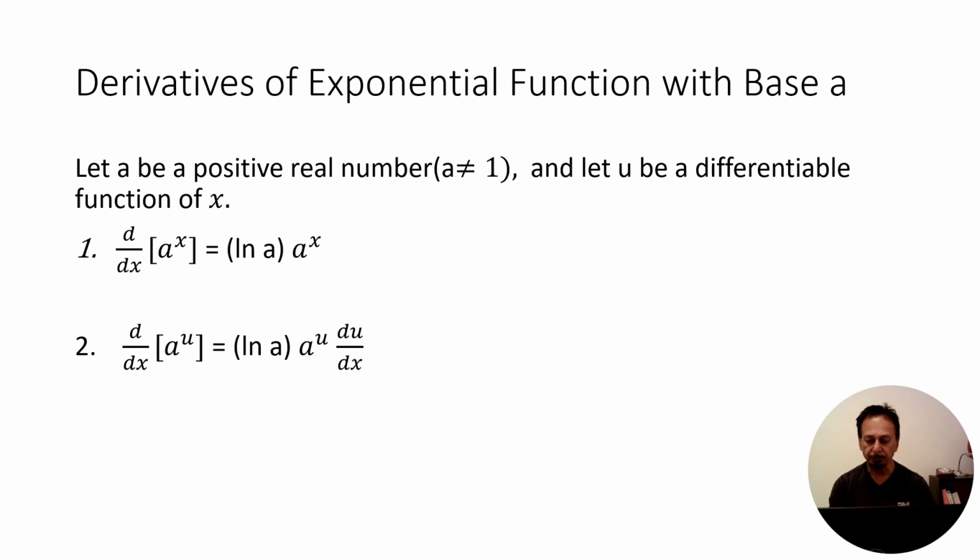Derivative of exponential function with base a, saying that a is a positive real number not equal to 1 and u is a differentiable function of x. Number 1, d over dx of a to the x is natural log of a times a to the x. And the derivative of a to the u, where u is a function of x, is equal to natural log of a times a to the u du over dx.